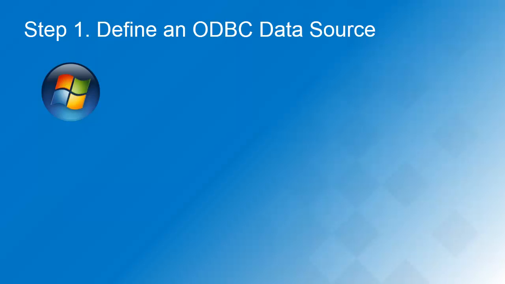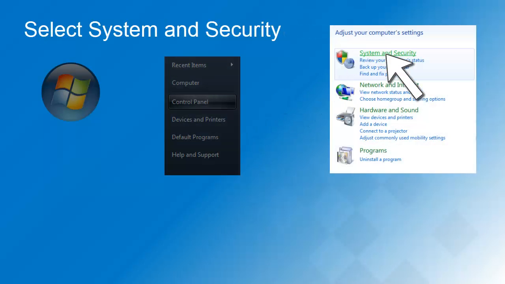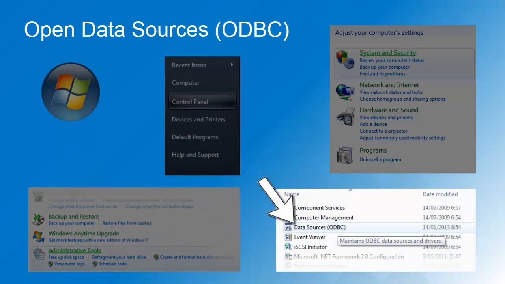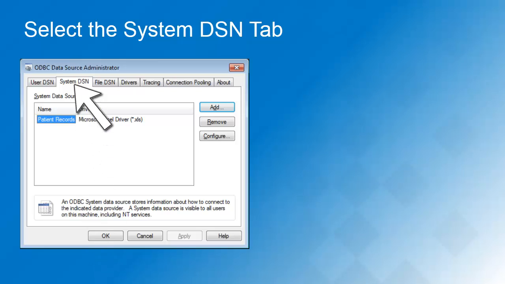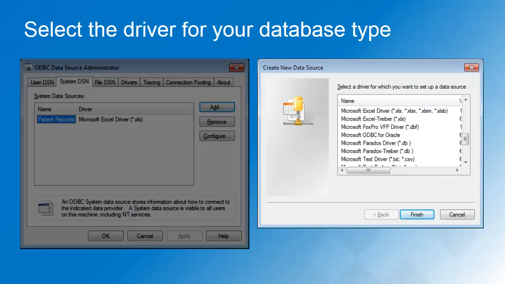To define the ODBC data source, it's a matter of knowing where to find the Data Source Manager in Windows. We just open the Windows Start menu and start the Windows Control Panel. We select System and Security, then Administrative Tools. We open the Data Sources Manager. We select the System DSN tab. DSN stands for Data Source Name. System data sources can be accessed by any Windows user, while user data sources are only available for the current Windows user. We press the Add button and select the correct driver for the database we want to connect with.